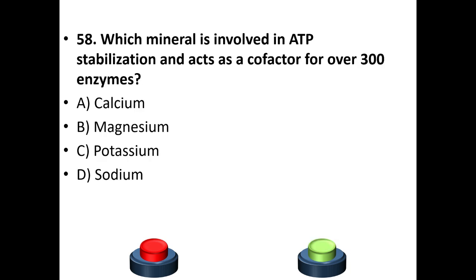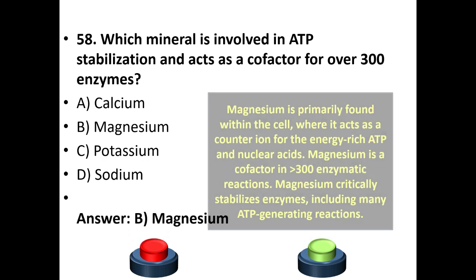58. Which mineral is involved in ATP stabilization and acts as a cofactor for over 300 enzymes? Calcium, magnesium, potassium, sodium. Which is the answer? Here the answer is B, magnesium.